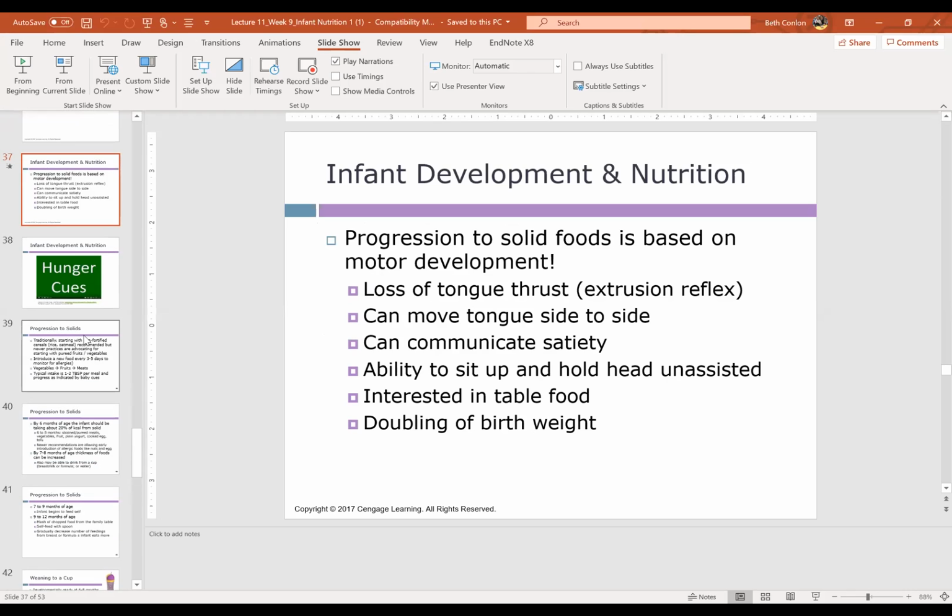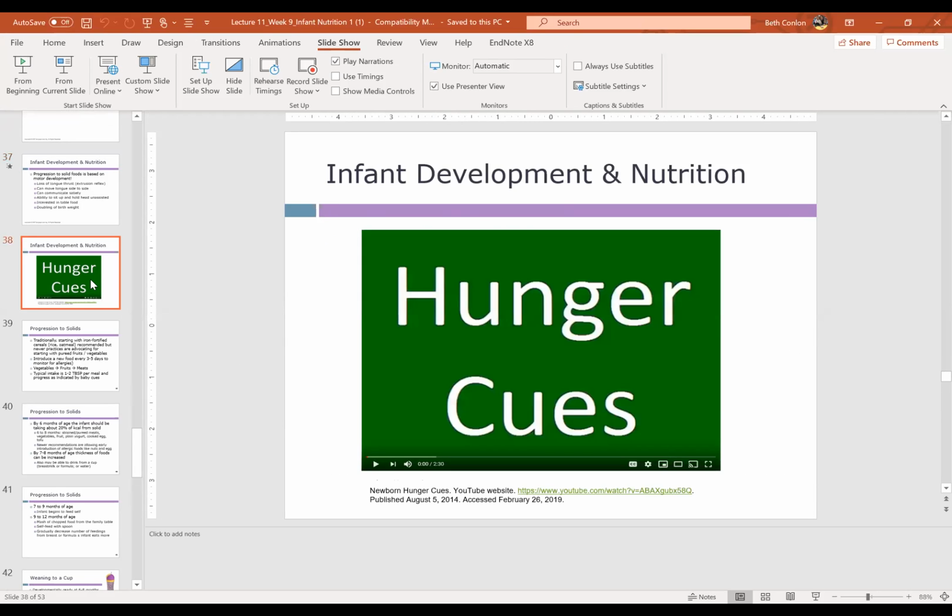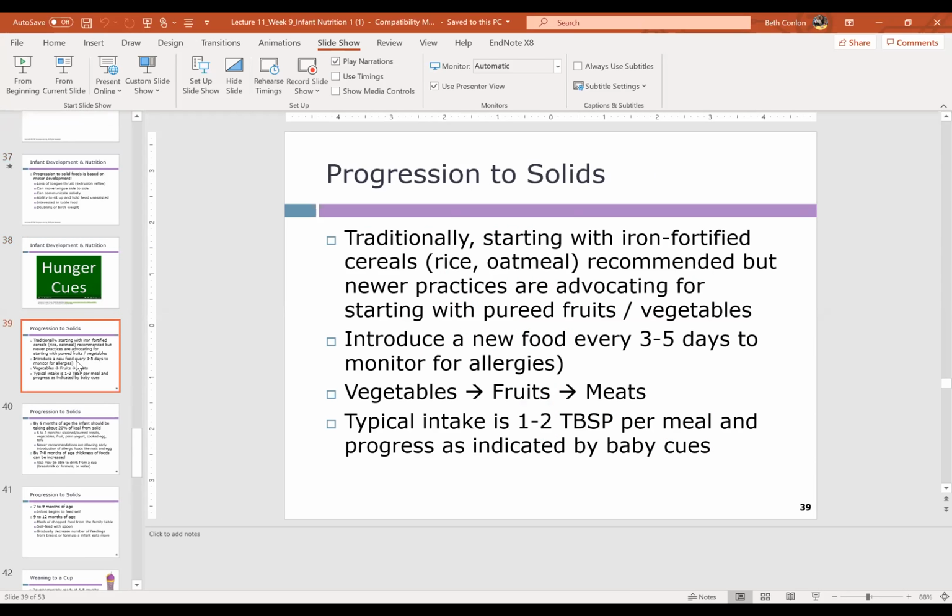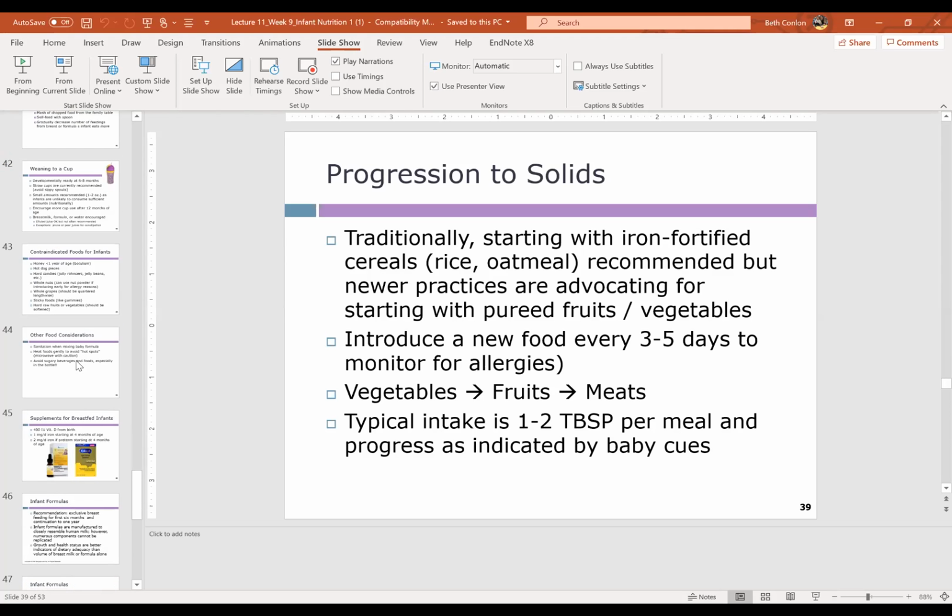Progression to solid food is based on motor development. There's loss of tongue thrust. They can move their tongue side to side. They can communicate satiety, ability to sit up and hold head unassisted. They're interested in table food, and then looking at the doubling of birth weight as well. And here's a video that you can watch on your own on hunger cues that's interesting, and it might link to other interesting videos on hunger food as well.